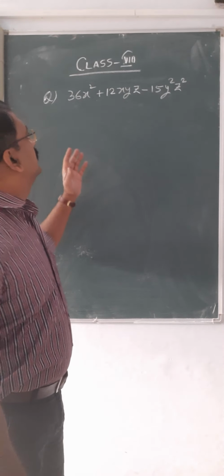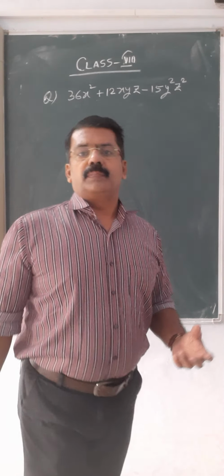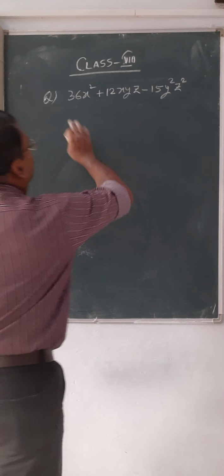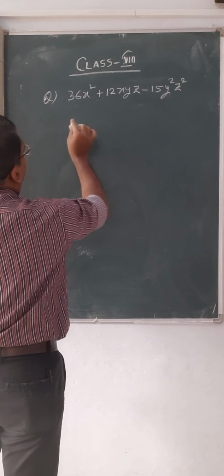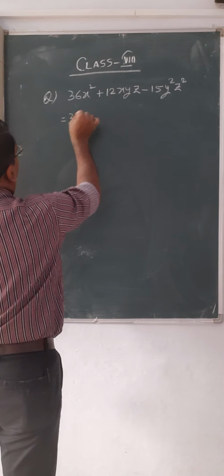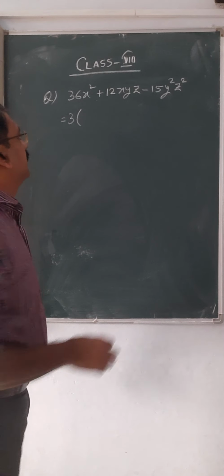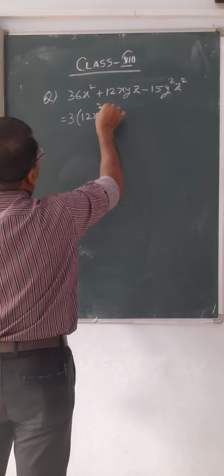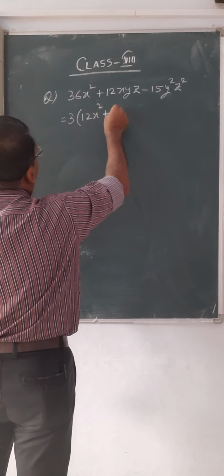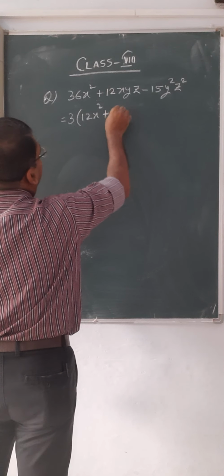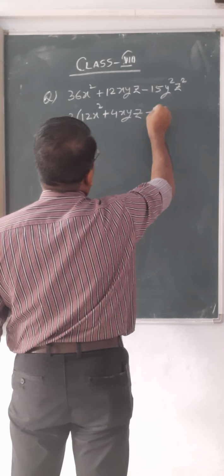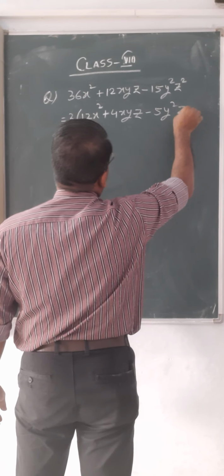Now first of all, as I told you, if there is something common in all the terms, first of all we will take that term common. So you can see 3 is common to all the terms. So first of all you take 3 common. When you take 3 common, then it will be 12x square plus 4xyz minus 5y square z square.